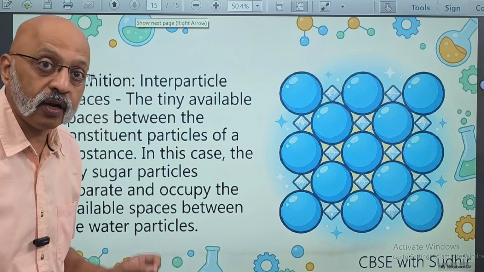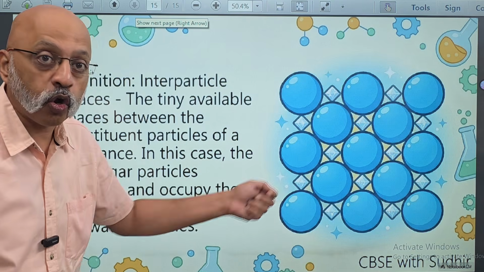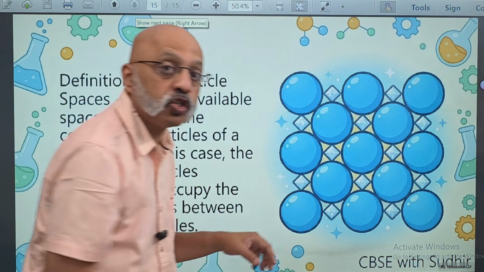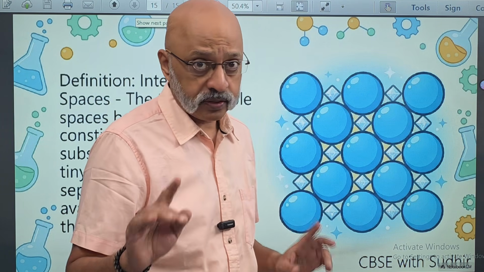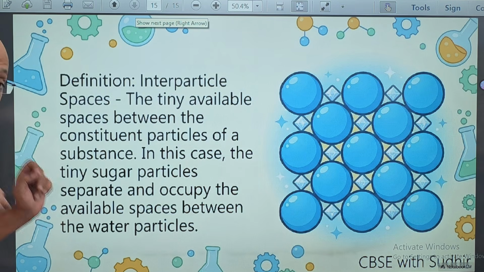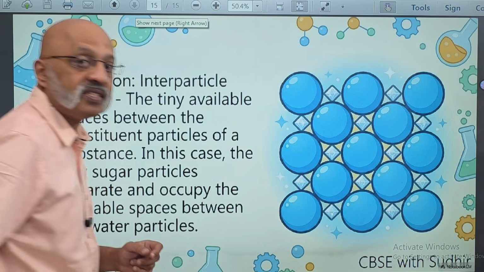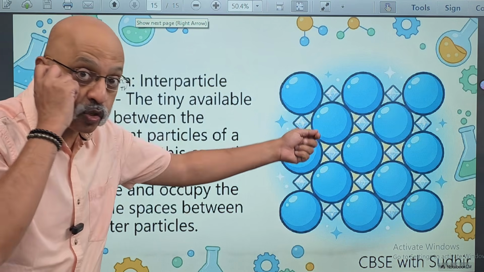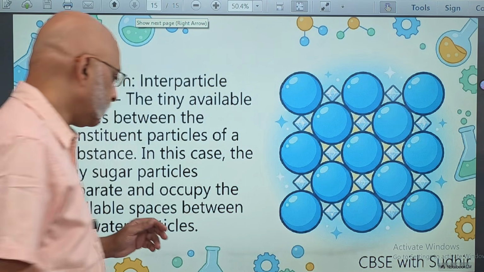Between each particle of water, there are these spaces which are available, and these spaces are occupied by the sugar particles, and that means that it has got completely dissolved in the water, which is why the water now tastes sweet. Okay, I hope this is clear. So the interparticle space, the definition of that is the tiny available space which is there between the constituent particles of a substance, in this case water, that is known as interparticle spaces. Okay, is this clear? Let's move forward.